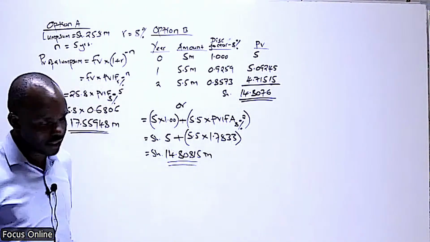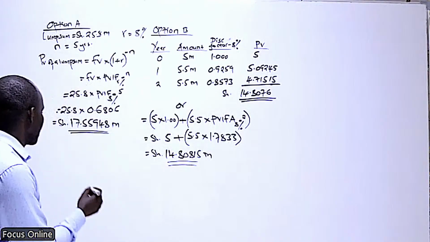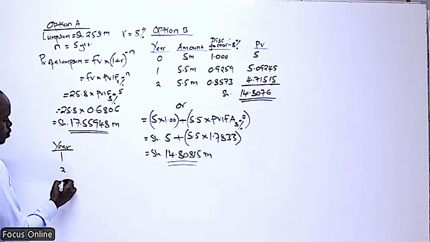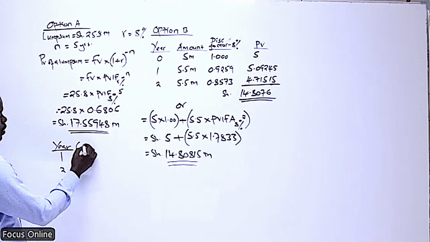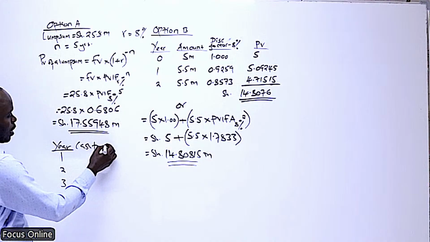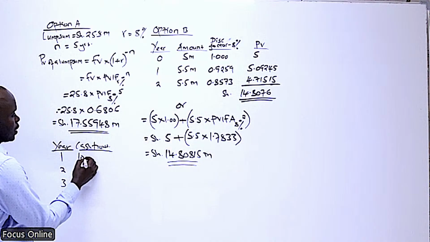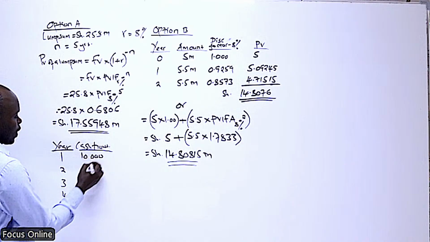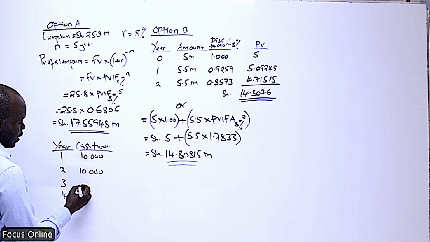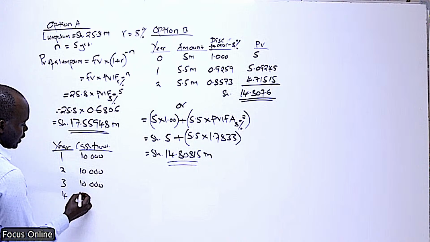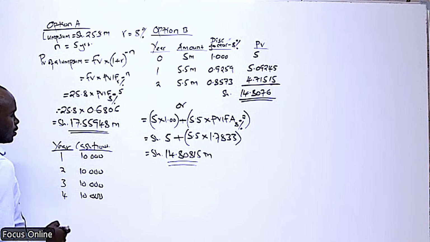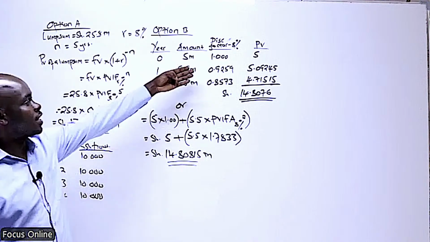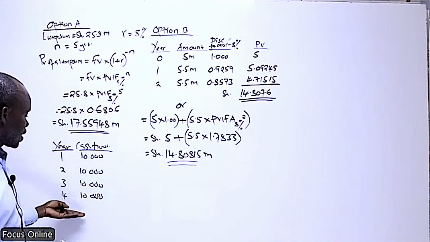So please note, when you're given cash flows like these ones, for years 1, 2, 3, and 4, amounts, let's say 10,000, 10,000, 10,000, 10,000, this is an annuity, but you can still use the upper table. You can still treat them as lump sums.